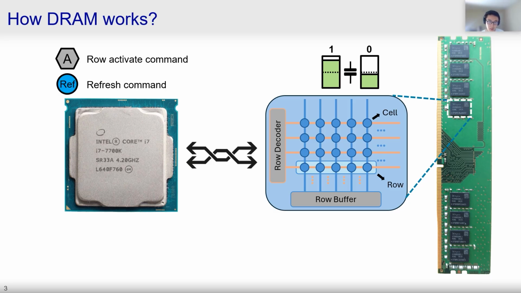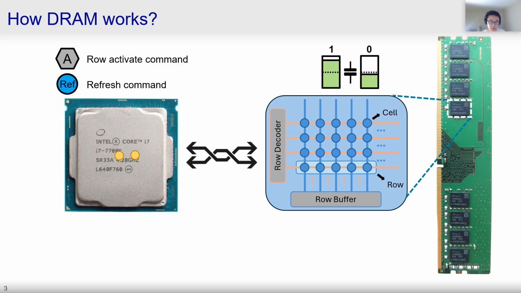The CPU talks to DRAM by sending different DRAM commands. In our talk, we'll mainly focus on two of them, the row activate command and the refresh command. So let's say the CPU wants to read some data from DRAM. You first activate a row by loading it into the row buffer. Then part of the row can be transferred into the CPU. Before the CPU can read data from another row, it will first pre-charge the row, or close the row, back into the DRAM cells.